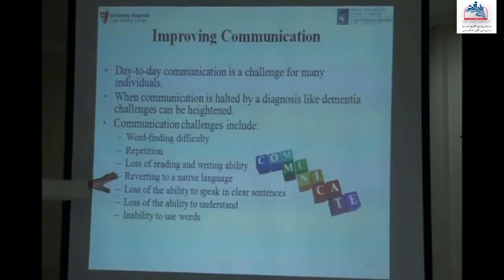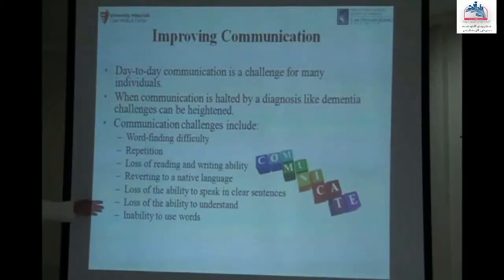Okay, and so we've already heard examples of people that are affected with the disease that have inability to find words. Okay, and so if you can't tell me to open the door, how am I going to open the door? Okay. Repetition, the loss of reading and writing, loss of the ability to speak in clear sentences so people can understand, loss of the ability to understand what people are saying to you, and inability to use words. So you don't know how to say door, you don't know how to say cup, bathroom. These things you forget.